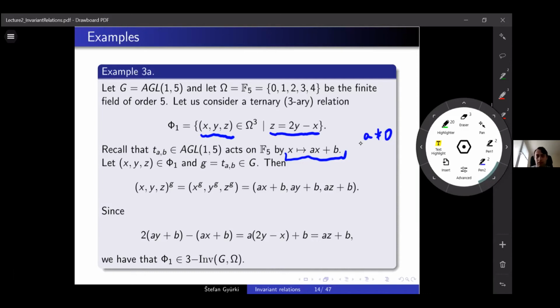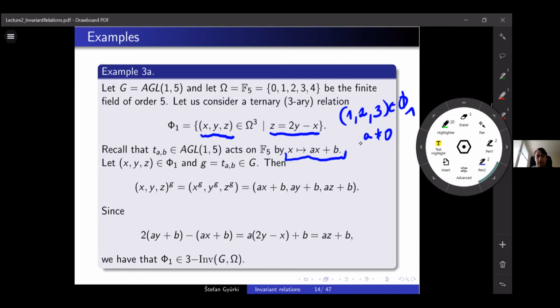So for example, if x is 1, y is 2, then I can count that z should be 2 times 2 minus 1, that is 3. So the triple 1, 2, 3, for example, is in phi 1. So this relation contains some triples.